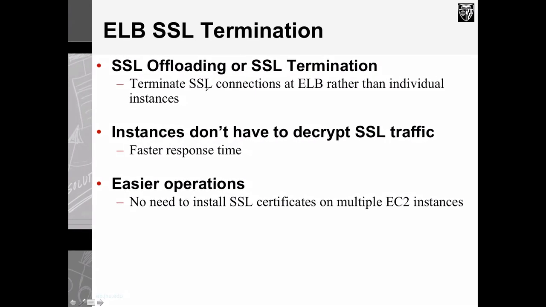So the next feature we want to talk about is SSL termination. It's also called SSL offloading. Essentially, this means when users make an HTTPS request to our website, the SSL connection or SSL termination ends at the ELB rather than individual instances. So it makes the life of our instances much easier because they don't have to decrypt the SSL traffic. They are not spending time decrypting the SSL traffic, encrypting again, and sending it back to the client. So my instances can respond much faster because that work is offloaded to the ELB.